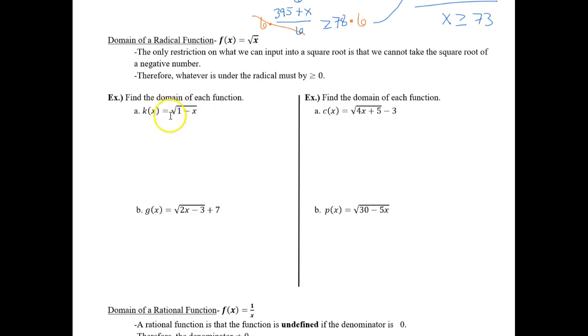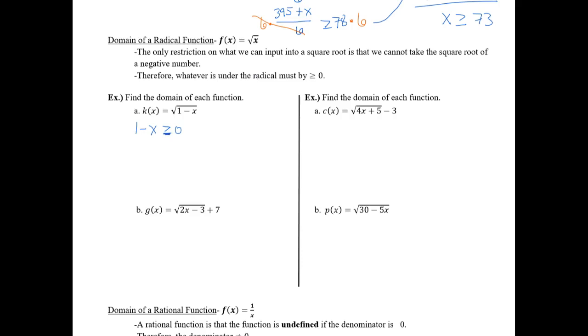And I want to think about, well, when I'm doing square roots, the only thing I can't take a square root of is a negative number. So everything under that radical, when I simplify it, has to end up 0 or positive. So if I wanted to write that as an inequality, I could rewrite that as 1 minus x needs to be positive or 0, so it needs to be greater than or equal to 0. Right? So anything greater than 0 is positive, or it could equal 0.